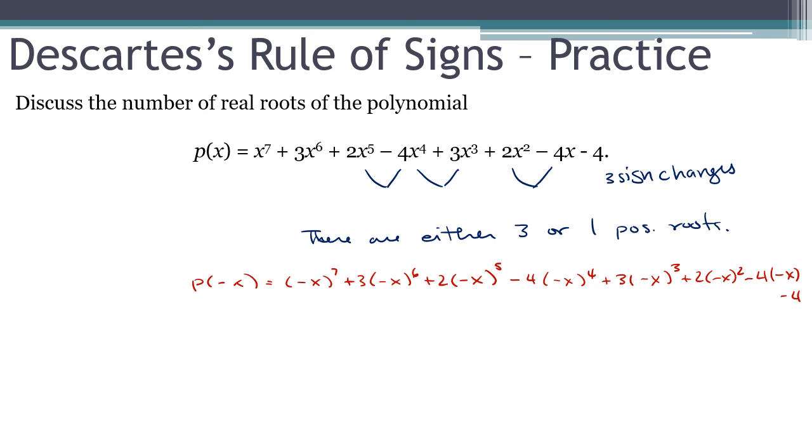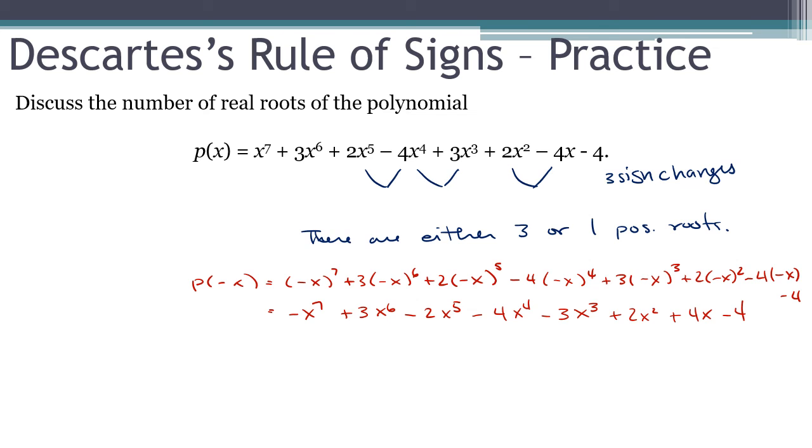Do you see the pattern? I mean, there is a pattern to this. The sign of every term that has an odd exponent is going to change, and the signs of the terms with the even exponents stay the same. So this becomes negative x to the 7th plus 3x to the 6th minus 2x to the 5th minus 4x to the 4th minus 3x cubed plus 2x squared plus 4x minus 4.